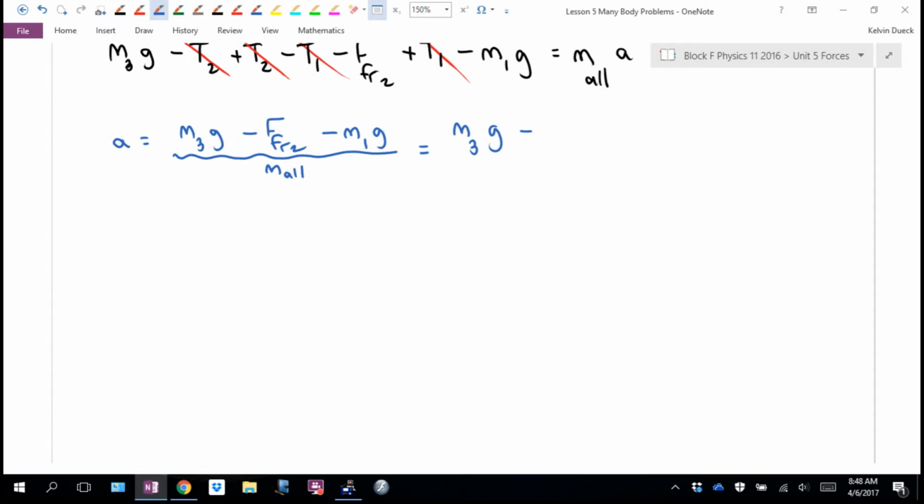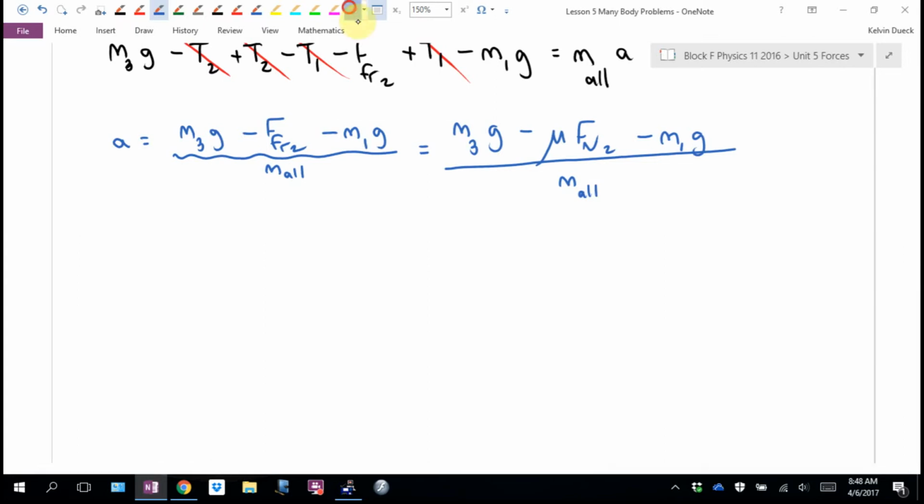So friction force number 2 is going to be mu times normal force number 2. That's why I labeled them that way. I do have a normal force number 2 up there, right? I'm doing that because eventually you might have 5 or 6 masses. Be organized. So it's going to be mu normal force number 2, and then there's still a minus m1g. Don't forget to rewrite that. And it's all over the mass of all of them.